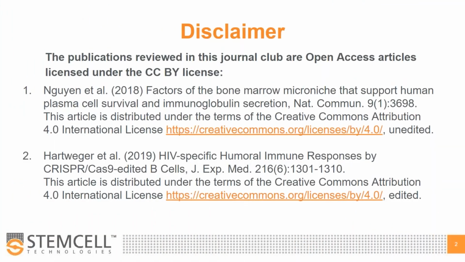So a quick disclaimer is that the publications that I'll be looking at today are both open access and they're licensed under the Creative Commons Agreement.